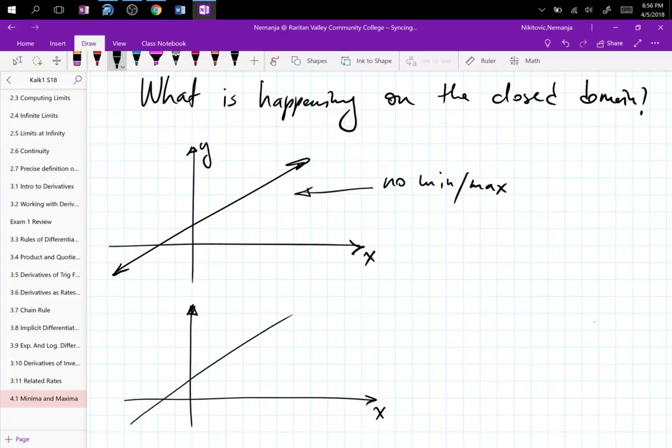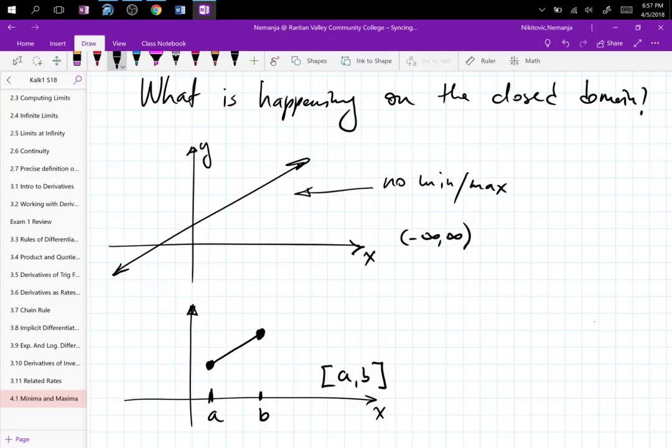So instead of having a line like this, I'm going to pick like that and just keep this much between A and B. So this is on the closed domain A, B. This is on the infinite domain negative infinity to positive infinity. Do you see that you created absolute min and absolute max as soon as you restricted the domain?